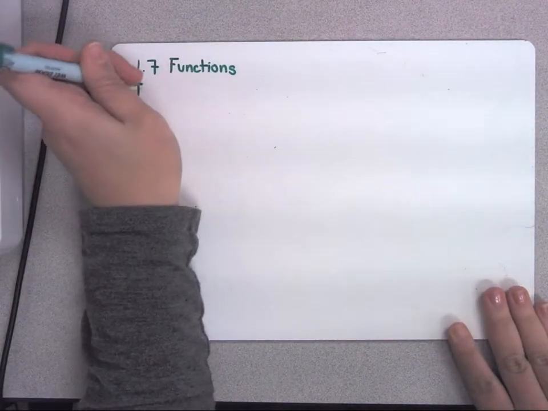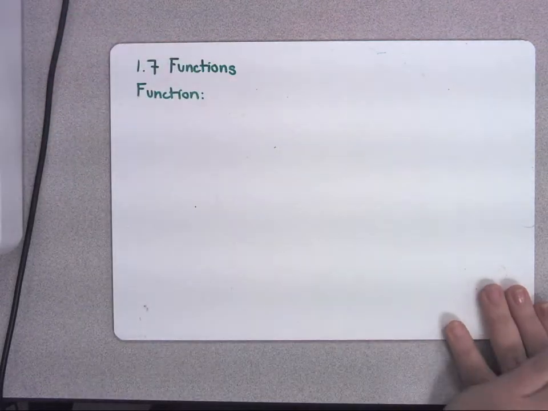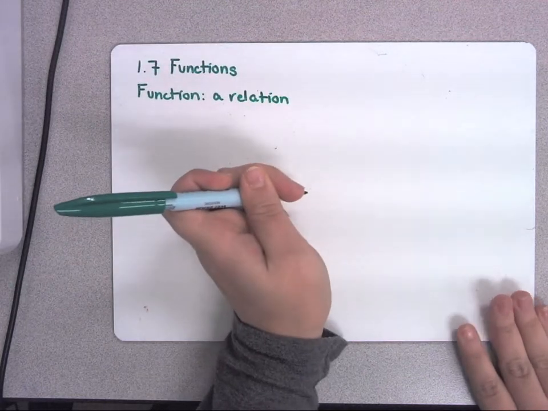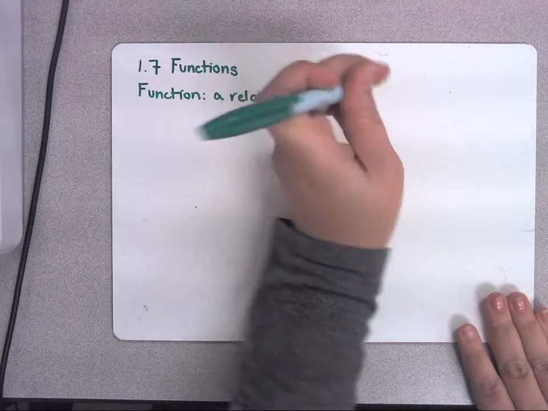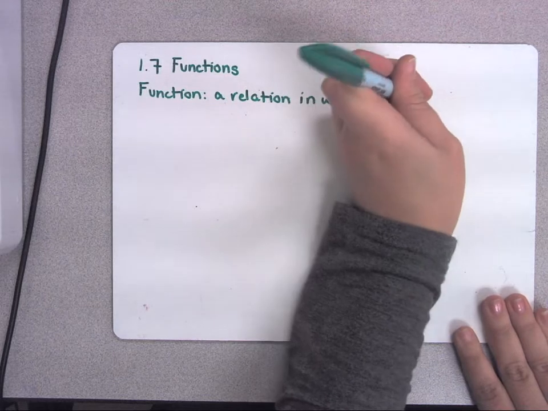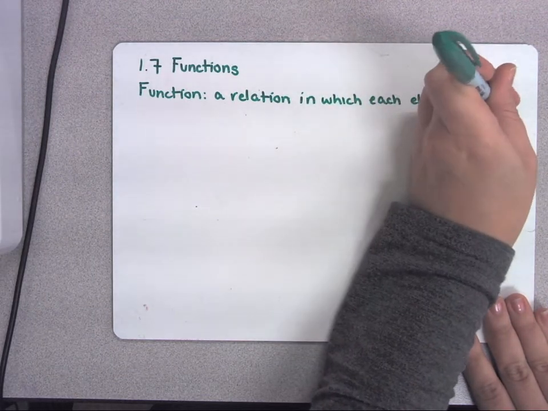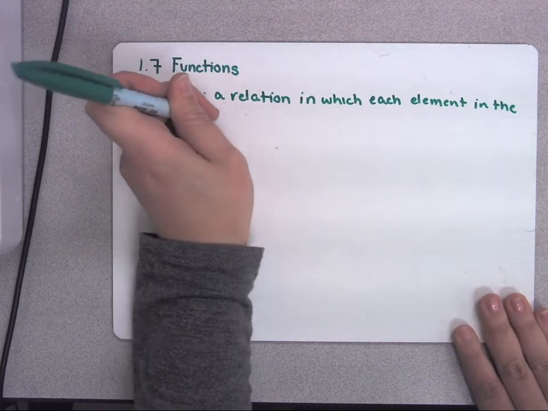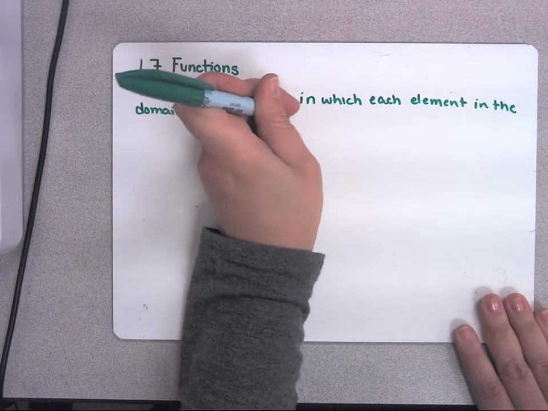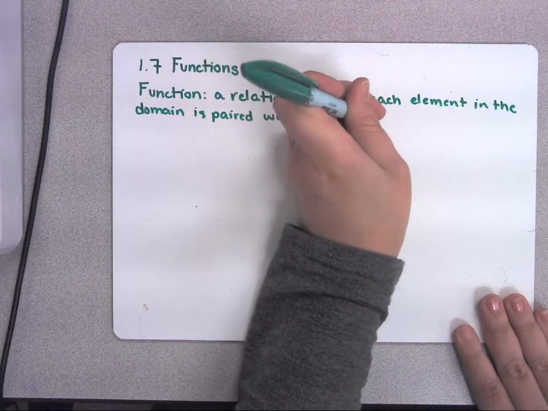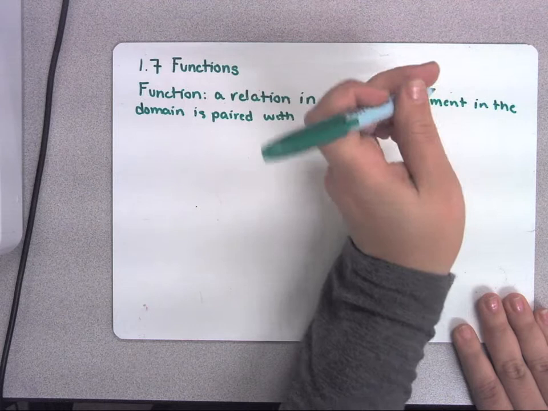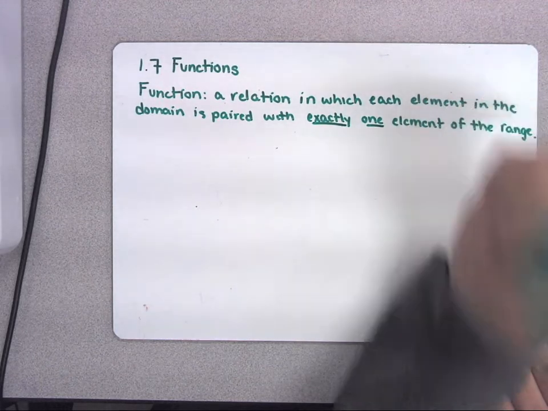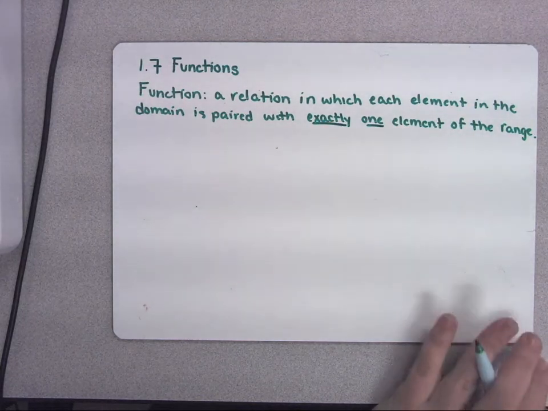Okay, let's talk about what a function is if we don't remember. So let's define it. A function is a type of relation, which is why we had to learn them first, in which each element in the domain is paired with exactly one, underline those words, exactly one element of the range. That's its wordy math term definition.